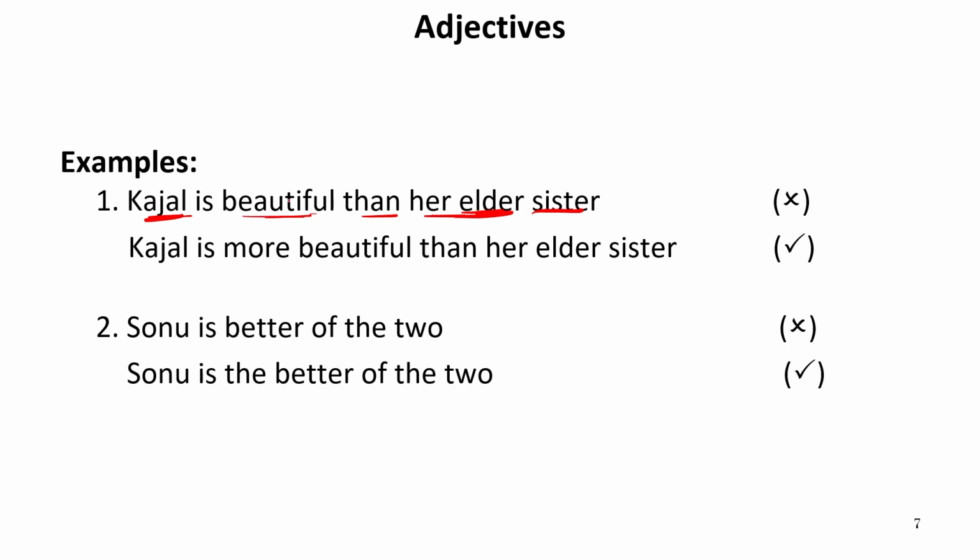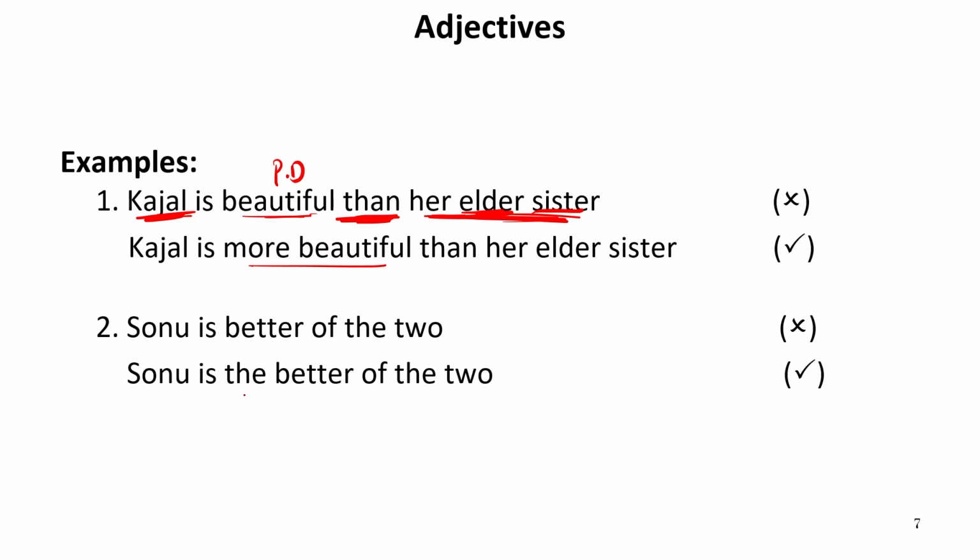Because beautiful is just a positive degree of adjective, whereas whenever we use then, it means we are comparing two persons. Now, what are the two persons being compared over here? That is Kajal and her elder sister. So these are two persons which are being compared with each other. So for this, then we should use comparative degree of adjective, that is more beautiful. So Kajal is more beautiful than her elder sister will be the correct sentence.